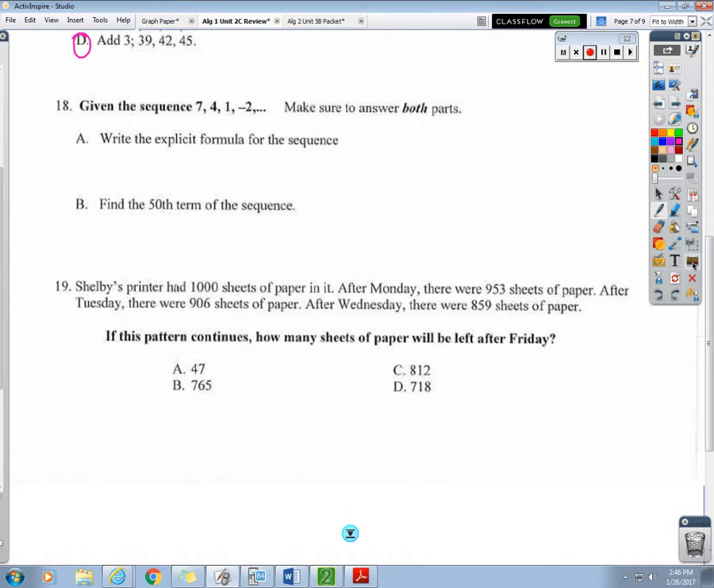Alright, number 18. Given the sequence 7, 4, 1, negative 2, write the explicit formula and find the 50th term. The explicit formula is a sub n equals d times n minus 1 plus a sub 1. What 2 parts do you have to plug in for? What is a sub 1? What's d? Negative 3. So it'll be a sub n equals d, which is negative 3, times n minus 1 plus a sub 1, which is 7.